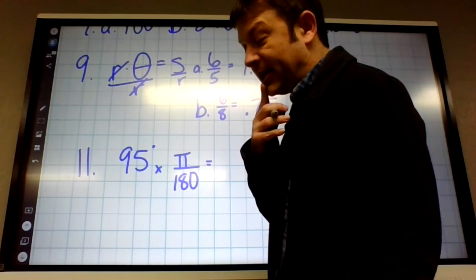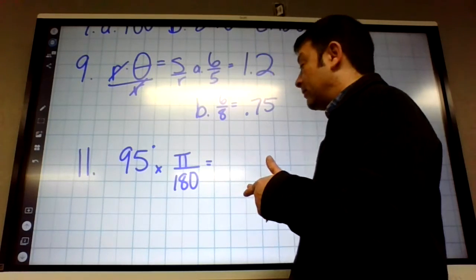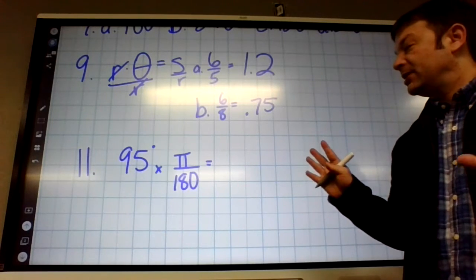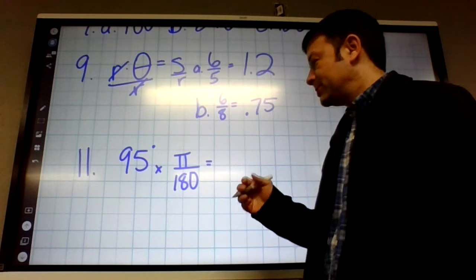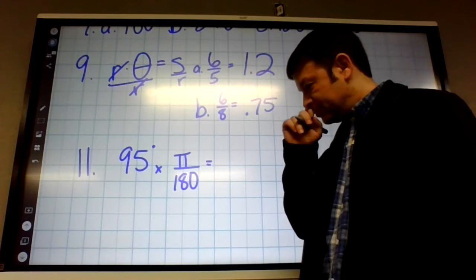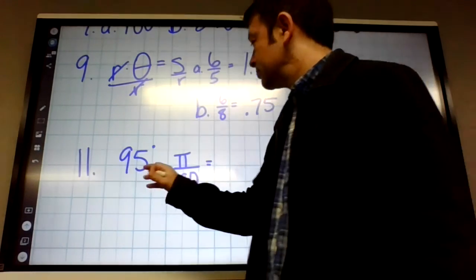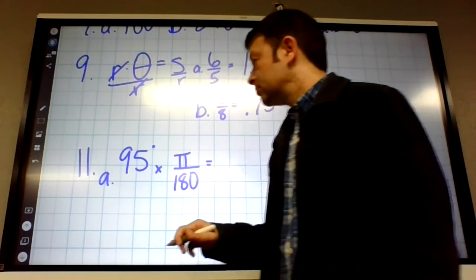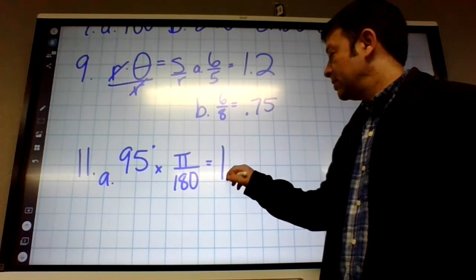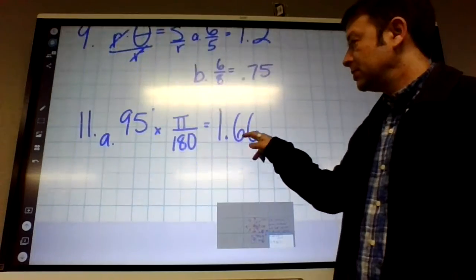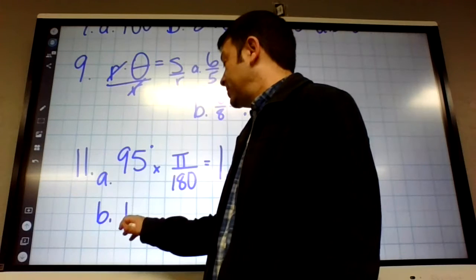Oh, hold on. The directions say give answers to the nearest hundredth of a radian. I was wrong, so we're not going to leave pi in the answer. We're just going to put decimal answers, rounded to the hundredths place. What does this come out to? What'd you get? 1.66. Yeah, 1.66. And then for B, I would just go in and change the 95 to 110.